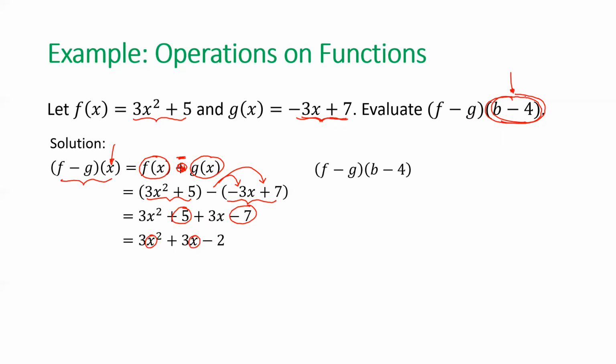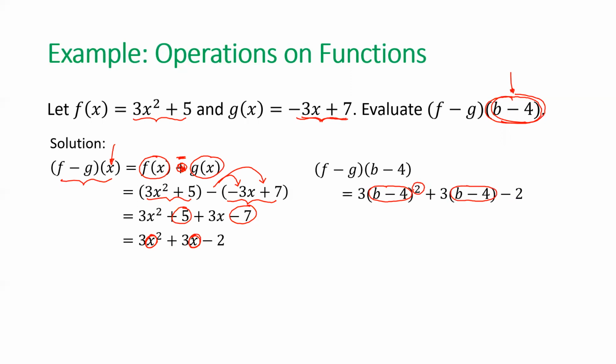So which means f minus g of b minus 4 will be equal to 3, and then the x here will be replaced by b minus 4. So which means that we're going to apply the square of this binomial plus 3 times x, which will be replaced by b minus 4, and then we have minus 2.